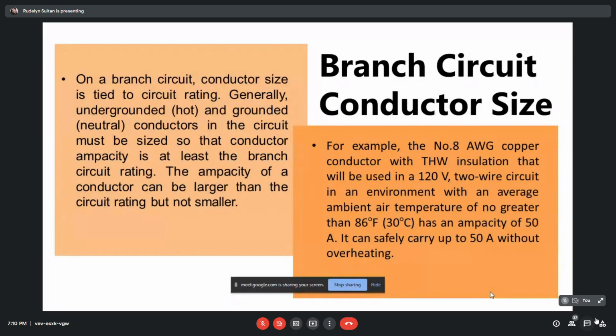It can safely carry up to 50 amps without overheating. So, meaning to say, the 50 amps overcurrent protection device, either a circuit breaker or a fuse, protects the circuit wired with that conductor, because the overcurrent protection device will disconnect if the current exceeds 50 amps.